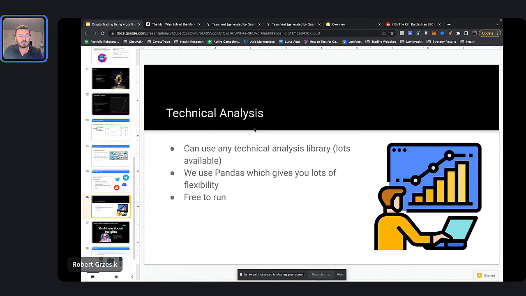And there's also other things you can do with technical analysis, right? You could use technical analysis libraries. There's lots of them. You could automatically build this stuff. You know, we use pandas. I'll show you how to do all those kinds of things. We do lots of different technical analysis type of things.